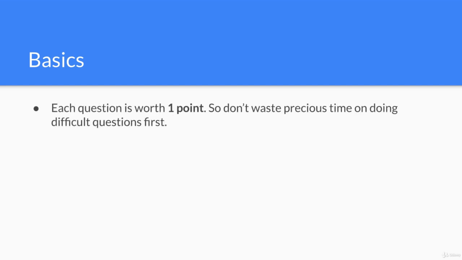Now, in regards to the points that each question is worth, each one is worth exactly 1 point. So this is useful to know because now you know that easy questions are worth 1 point and difficult questions are also worth 1 point. So which question do you think you should answer first? The easy ones, of course, because you're going to be able to answer the easy questions in a shorter amount of time. So don't waste your precious time by answering the difficult questions first, because the easy questions and the difficult ones are both worth 1 point.